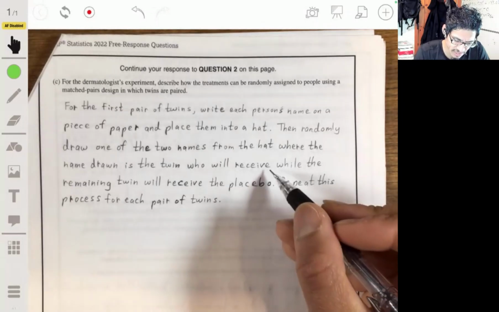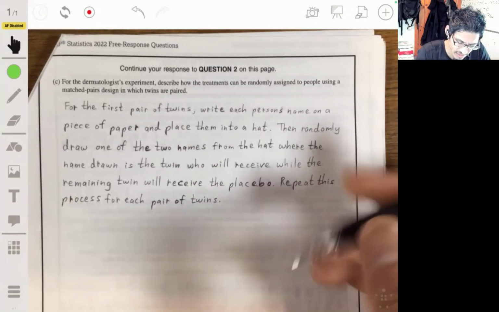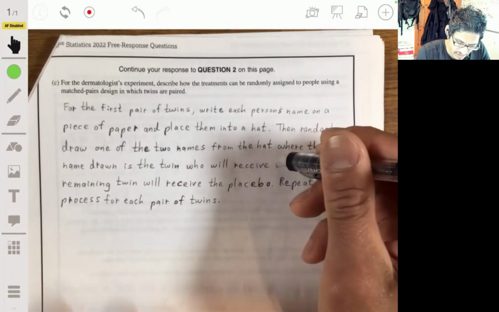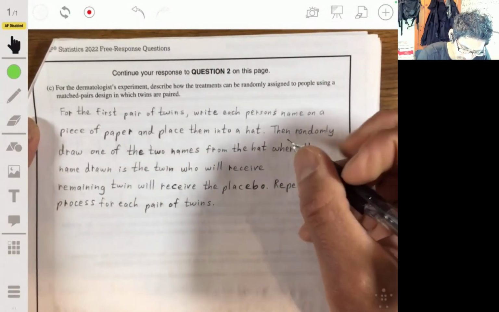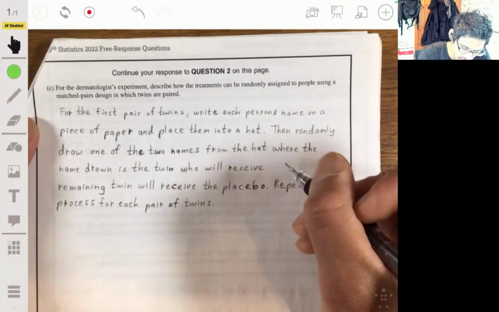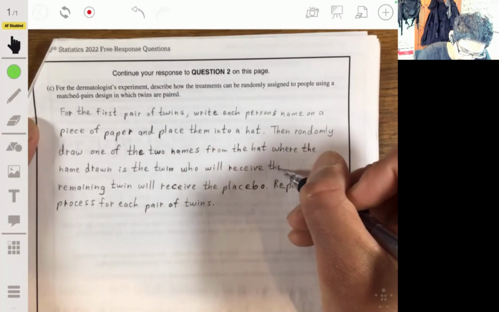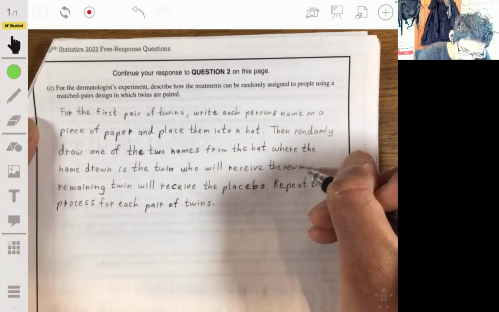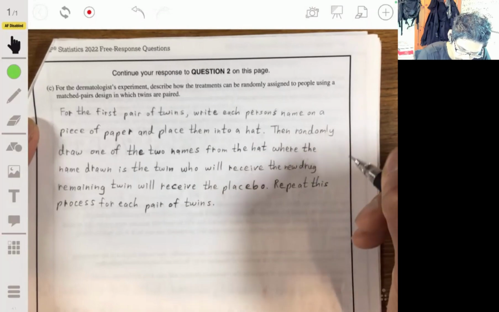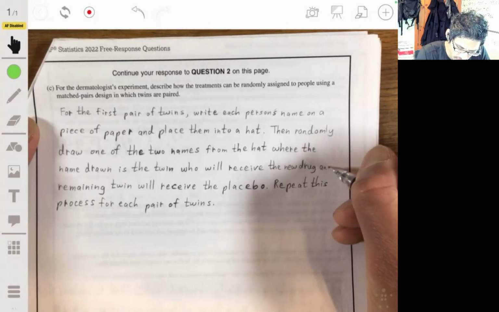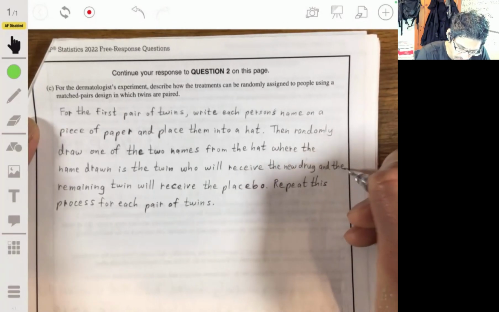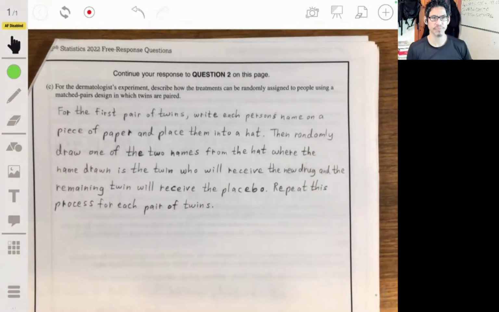Well, I just realized I didn't put will receive the drug. So see, this is why I like doing these videos, so I can catch my mistakes. The name drawn is the twin who will receive the new drug, and the remaining twin will receive the placebo. All right, so there you go. That's all there is to question 2.